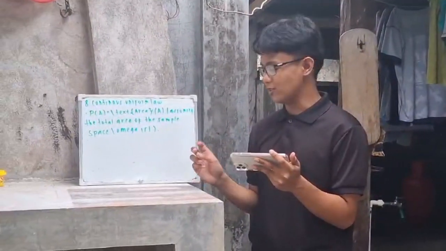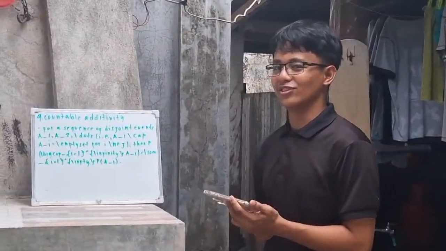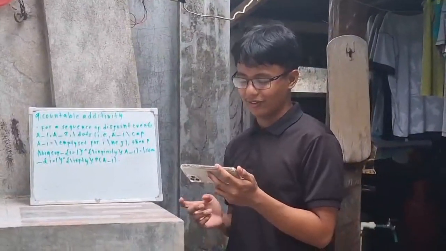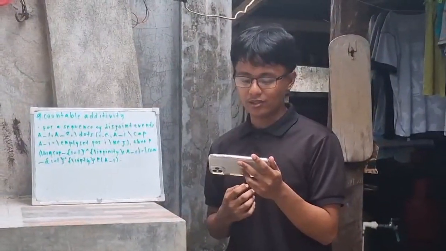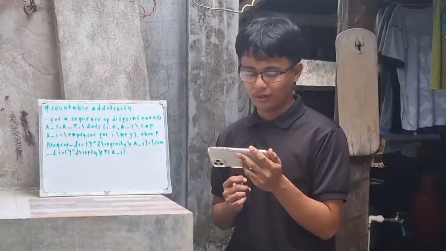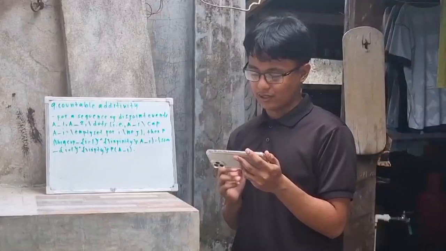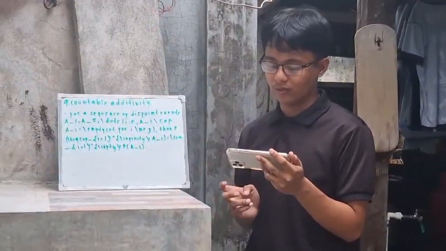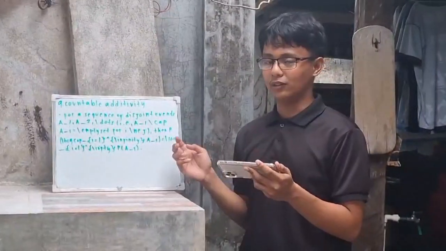For example, a dart on a unit square. So now I'm discussing countable additivity. When dealing with infinite discrete sample spaces, we need a stronger version of the additivity axiom called countable additivity. This allows us to sum an infinite series of probabilities. So here are the equations for countable additivity.